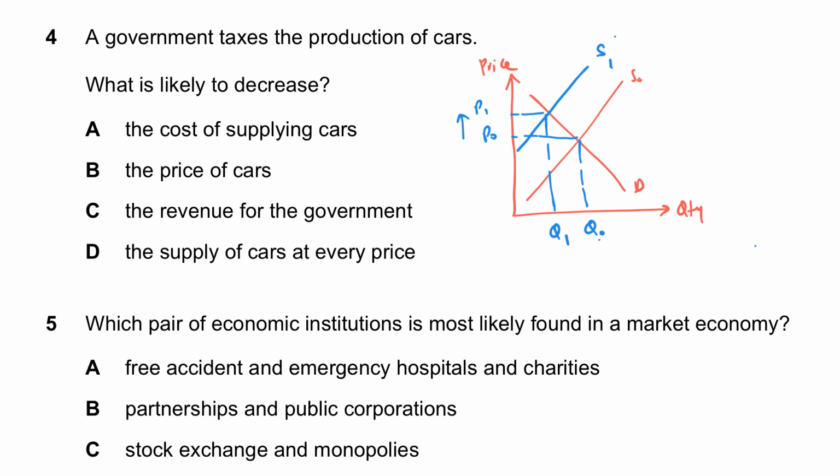So in this case, what is likely to decrease? The answer would be the supply of cars at every price, because when you put a tax on the good, the supply curve shifts backward.